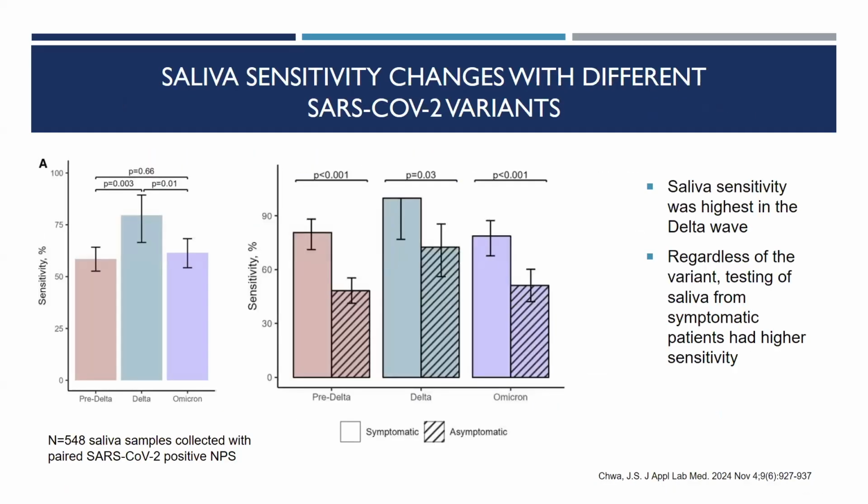Saliva sensitivity, most recently in this very recently published paper, shows that it could change depending on the variant as well. So in this study where they looked at 548 paired specimens with both positive NP swabs and saliva, they saw that the sensitivity was highest when they were testing for the Delta variant of SARS-CoV-2. And then this difference between the pre-Delta and the Omicron variants was statistically significant.